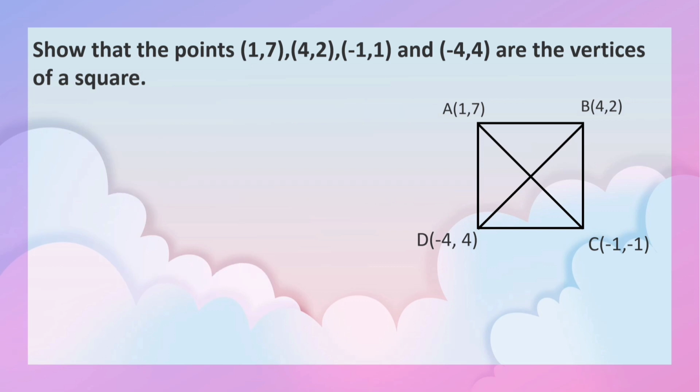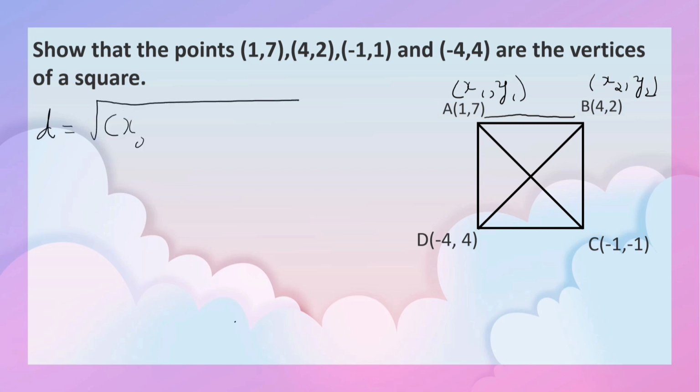Now we have to prove all sides are equal. Now let us find the length of AB. Let this point be (x1, y1) and this point be (x2, y2). Now let us find the length of all sides and diagonals using the formula d is equal to square root of (x2 minus x1) the whole square plus (y2 minus y1) the whole square. Now let us find the distance AB.